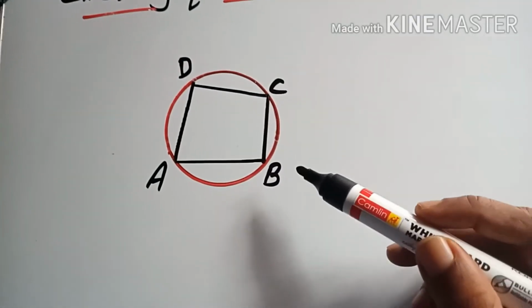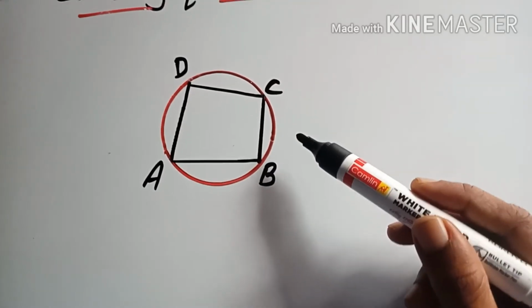Next is question number 2. Prove that any outer angle of a cyclic quadrilateral is equal to the inner angle at the opposite vertex. In order to prove this, we need a figure, but it is not given in the question. So we need to draw the figure first, and after that, let's solve. This is a rough figure for the question.